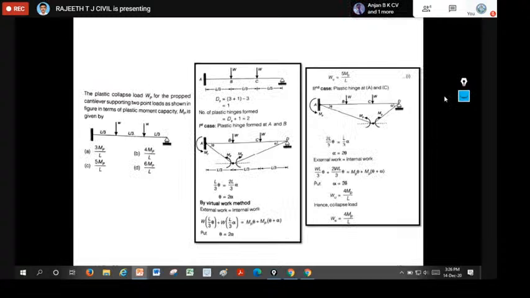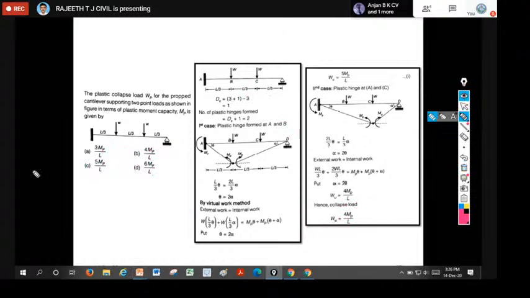If you go for one more problem here, this was the second 2-mark problem. The plastic collapse load for the propped cantilever supporting two-point loads as shown in the figure. This is the problem. So this is not 6 MP by L, and the answer is different here. The answer here is 4 MP by L. So don't directly mark 6 MP by L.